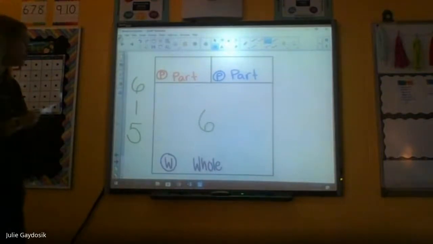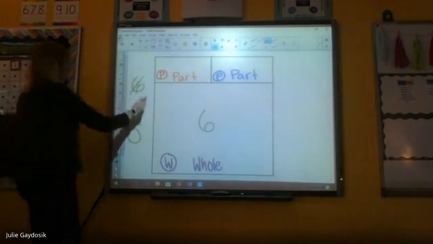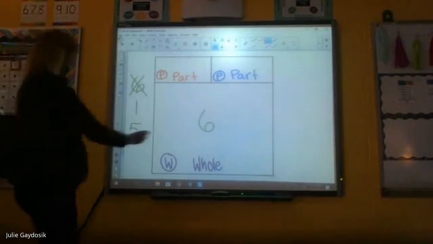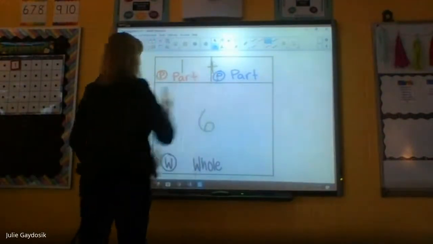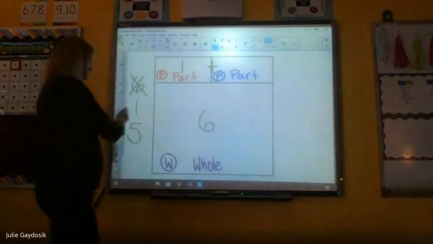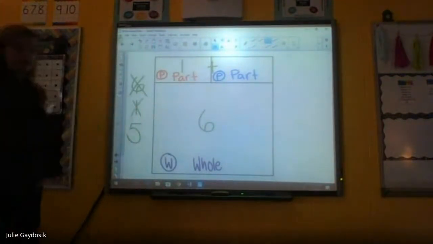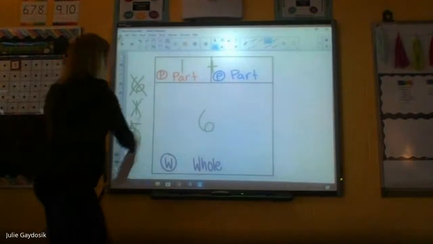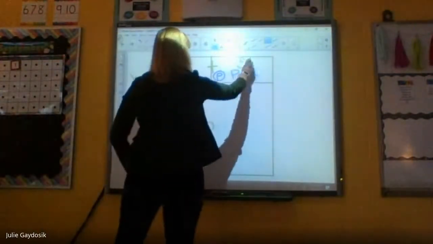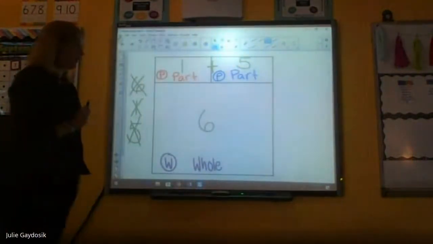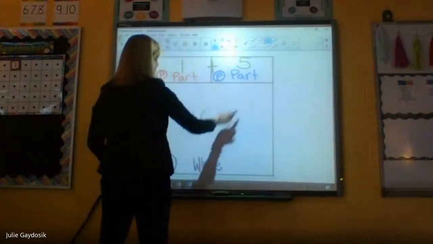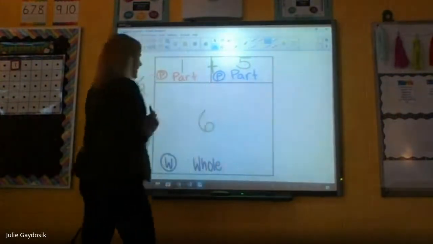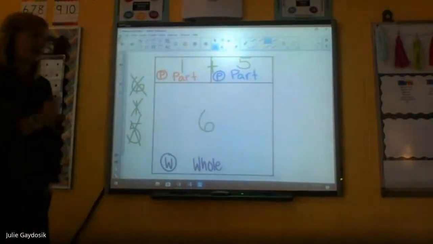Now, what is one of our parts? 1 is one of our parts. Now, 1 plus what number would equal 6? That's right. It is 5. So I'm going to take 5 and put 5 in my other spot. So I know that 1 plus 5 equals 6, or 5 plus 1 equals 6. That's an easy way to solve part whole.